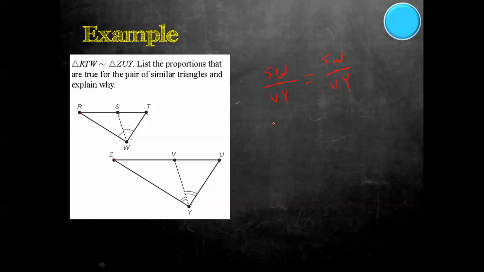Okay, we could also use the angle bisector again, so SW over VY, and then we could also say RW over ZY. And then the last one we could say, again, SW over VY. It's really important. We have to use the angle bisector every time. And then we could say RT over ZU. Okay, so those are the three different proportions that we could come up with because of the angle bisector line.